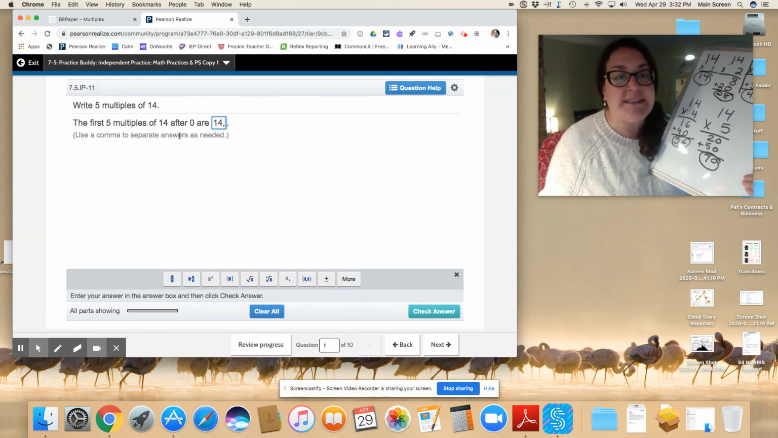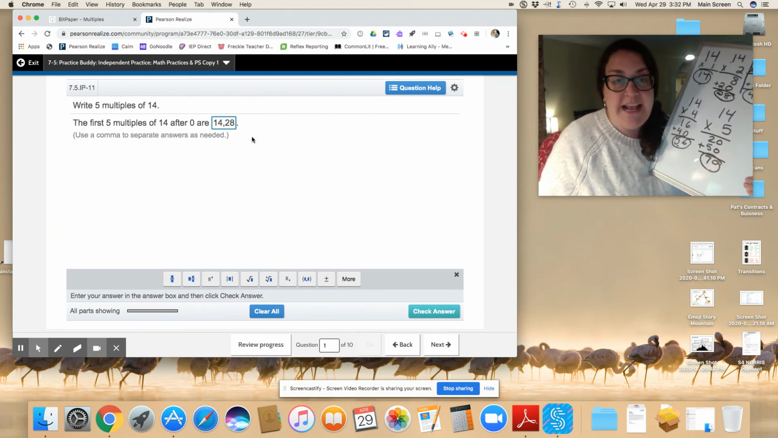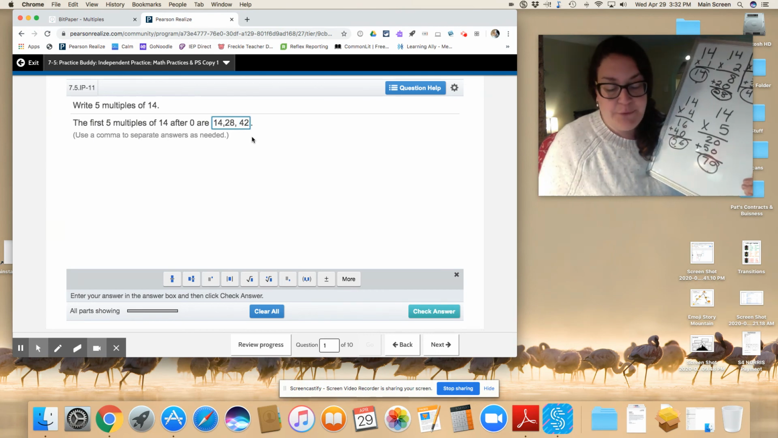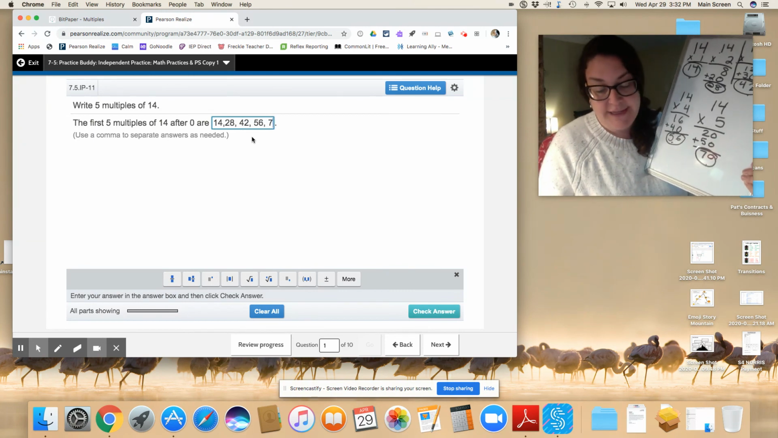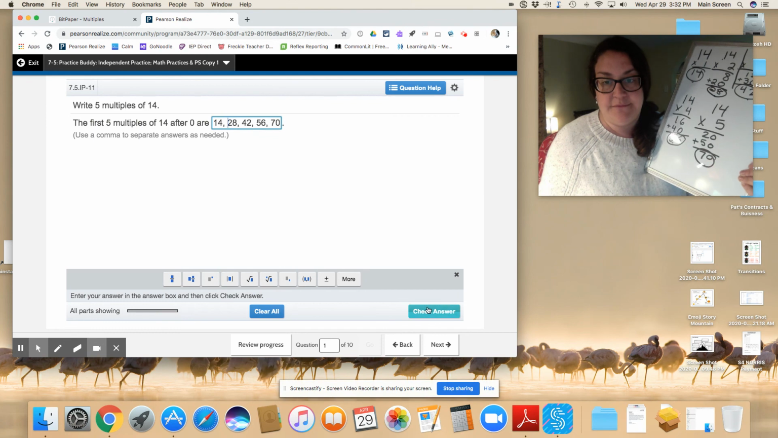So I would click in the box and I would write 14, comma, because it says use a comma to separate answers as needed. 14, 28, let's hope that Miss Norris can do this right. 42, comma, 56, comma, and 70. Let's see if I get it right. Check my answer.